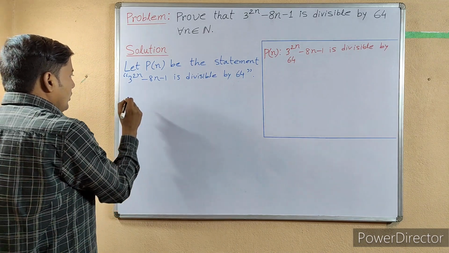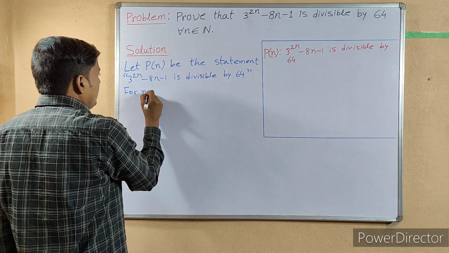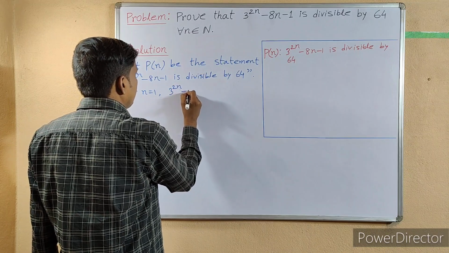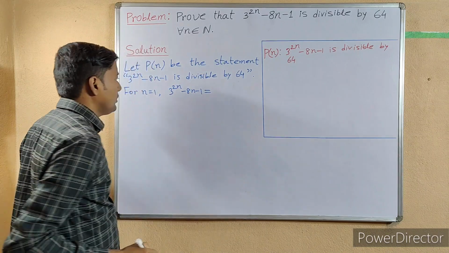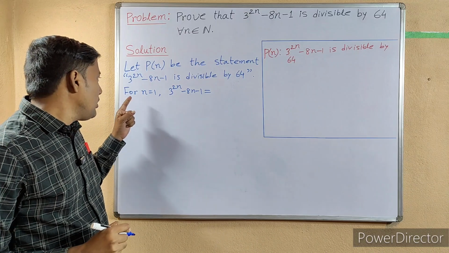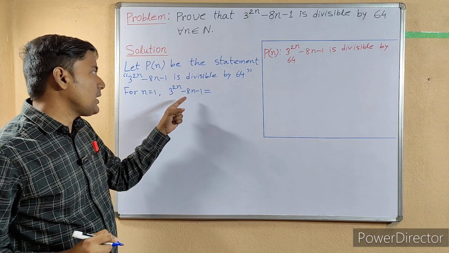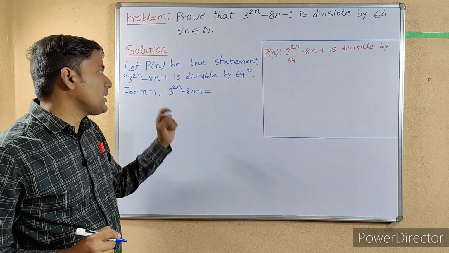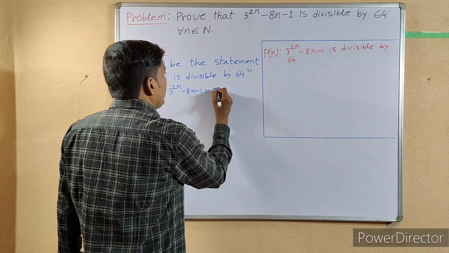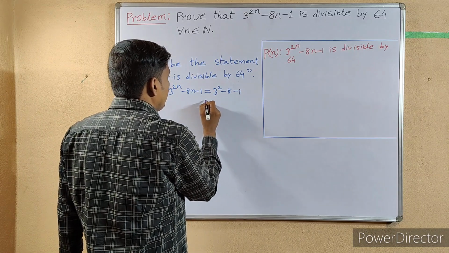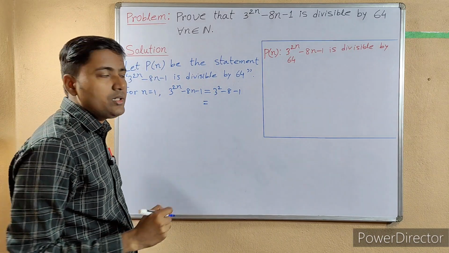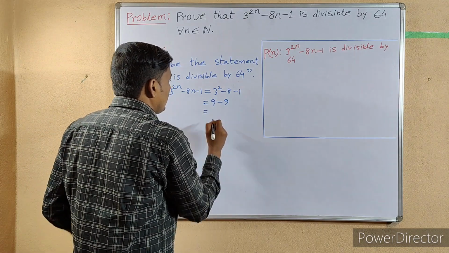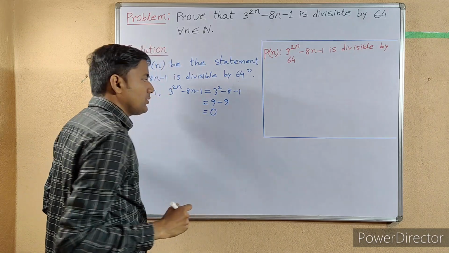Now for n equal to 1, 3 to the power 2n minus 8n minus 1 equal to, what will we get here? 3 square minus 8 minus 1, equal to 3 square becomes 9 and minus 8 minus 1 becomes minus 9, equal to 9 minus 9 becomes 0.